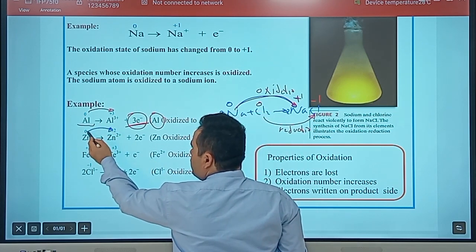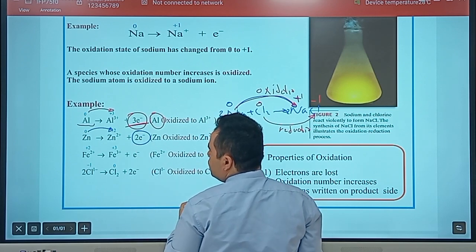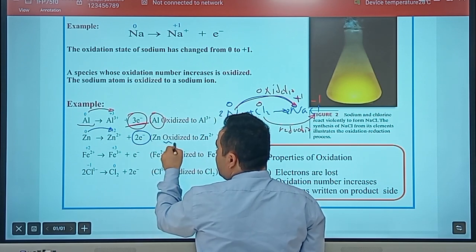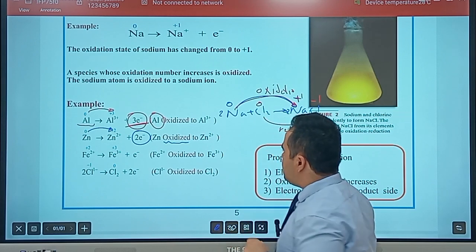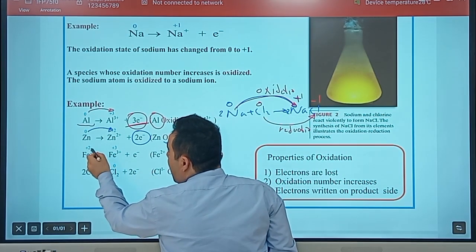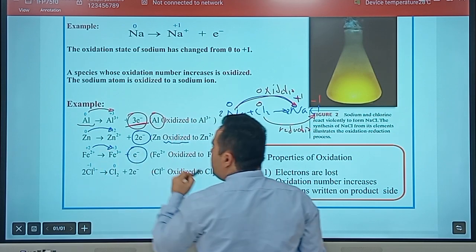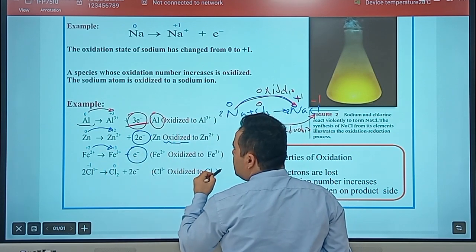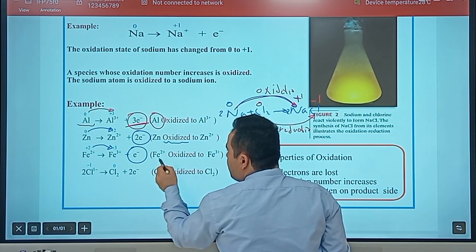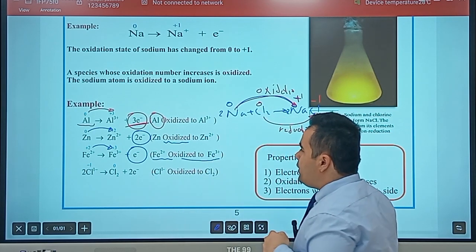Zinc from 0 to +2. To balance the charge, we wrote 2 electrons in the product, and zinc is oxidized to Zn +2, the zinc ion. Iron from +2 to +3, so 1 electron in the product. Here we have oxidation, Fe +2 oxidized to Fe +3.